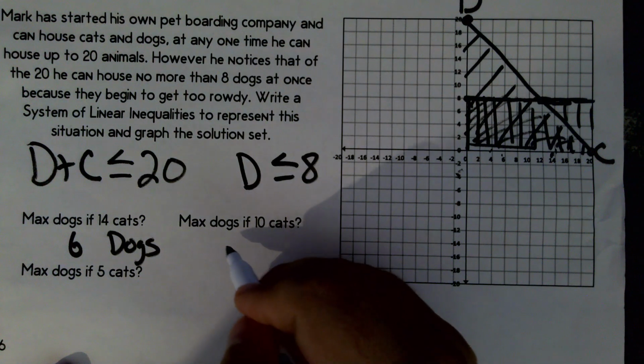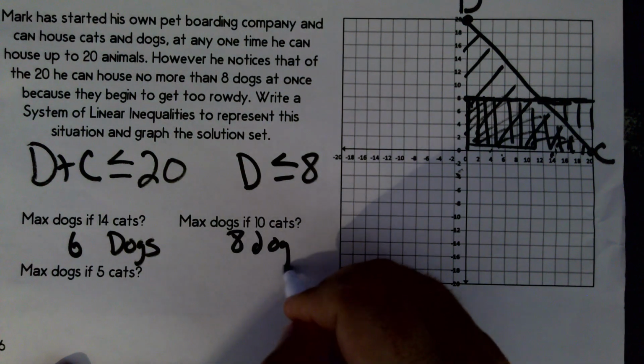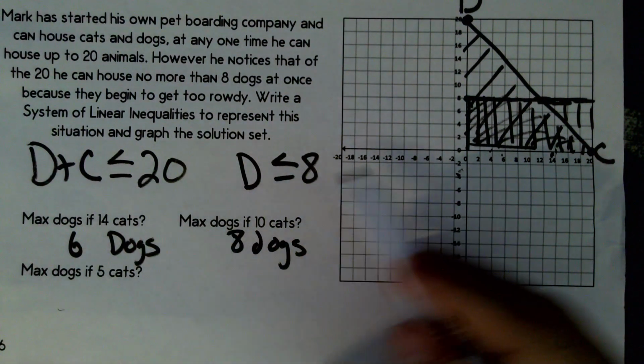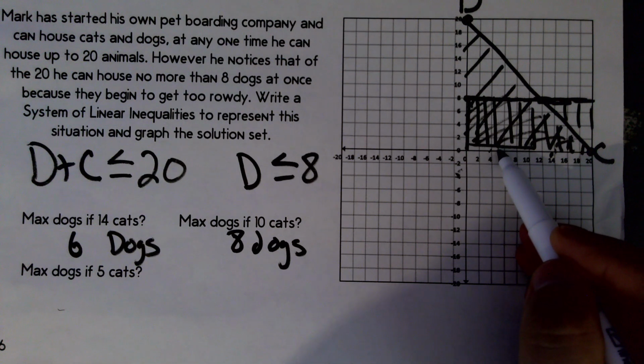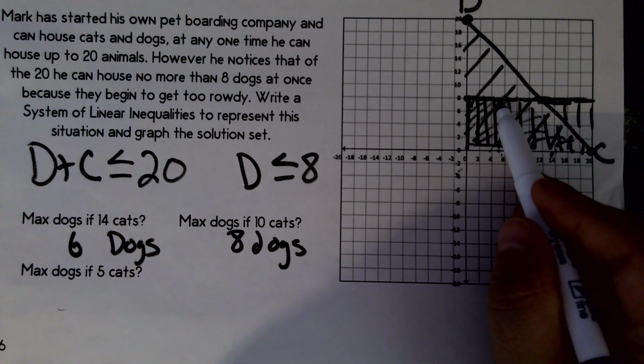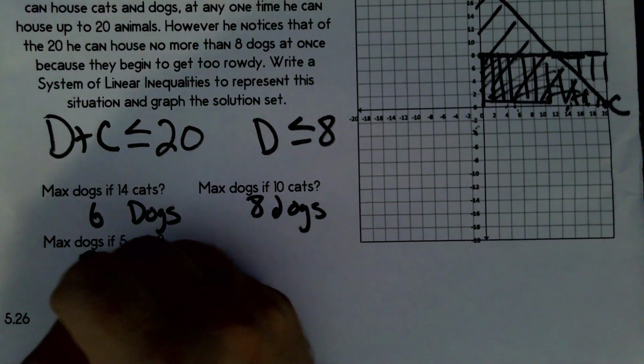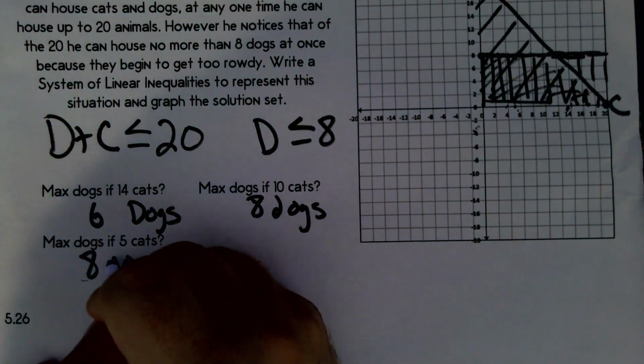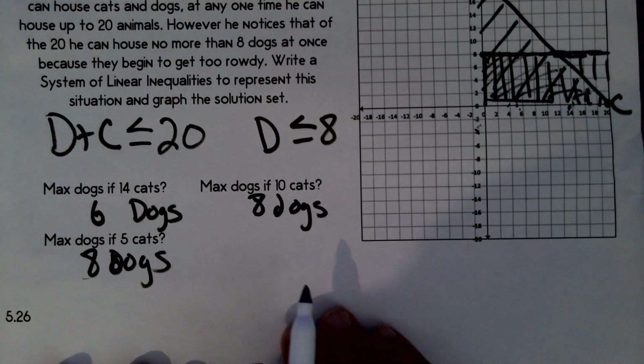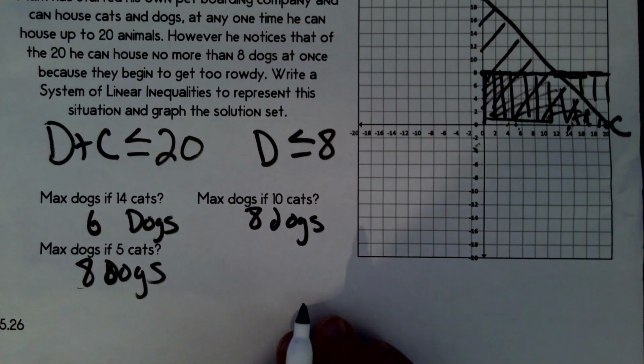So max dogs, 8. Max dogs if 5 cats. So 5 cats is right here. I'm going to come up. And here again, there's my ceiling. I can still only have 8 dogs. Okay, and that's how we interpret a system of linear inequalities.